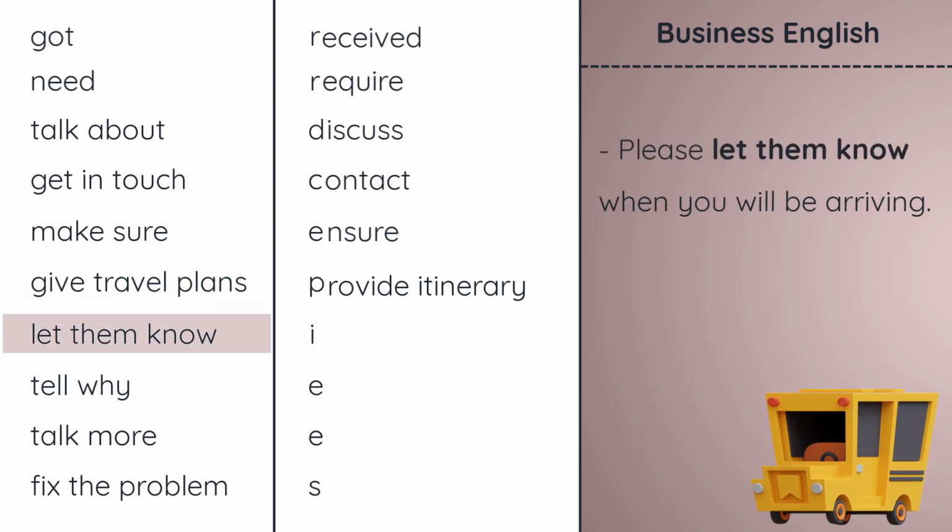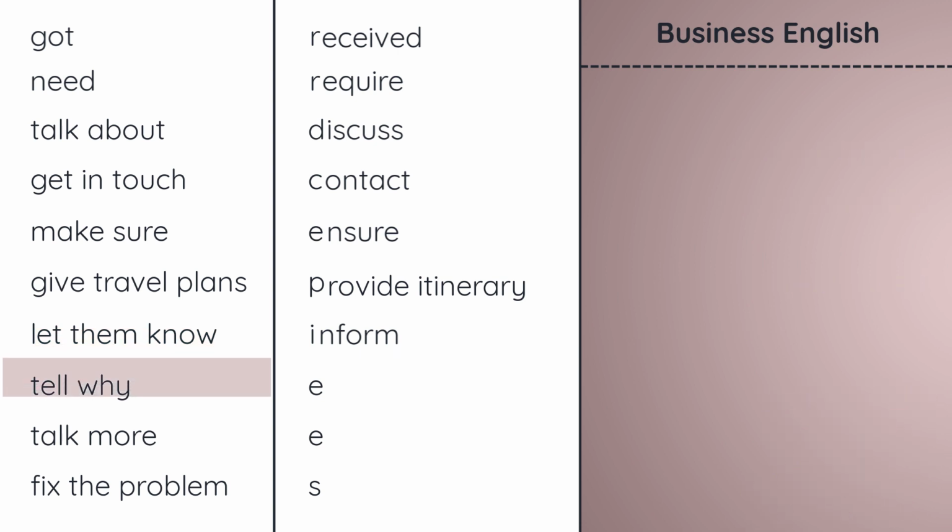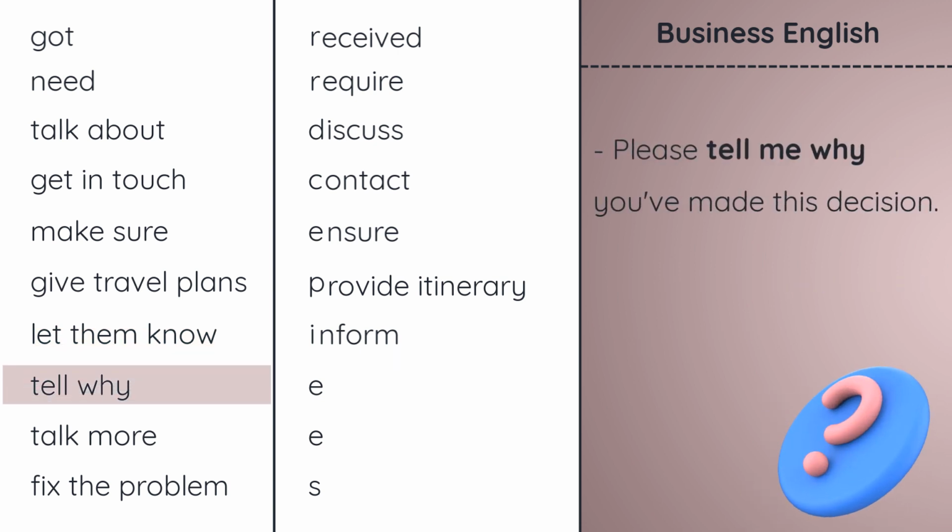Please let them know when you will be arriving. Instead of that, you could say, please inform them of your arrival. Okay? Good. Please tell me why you have made this decision. Please explain your decision.